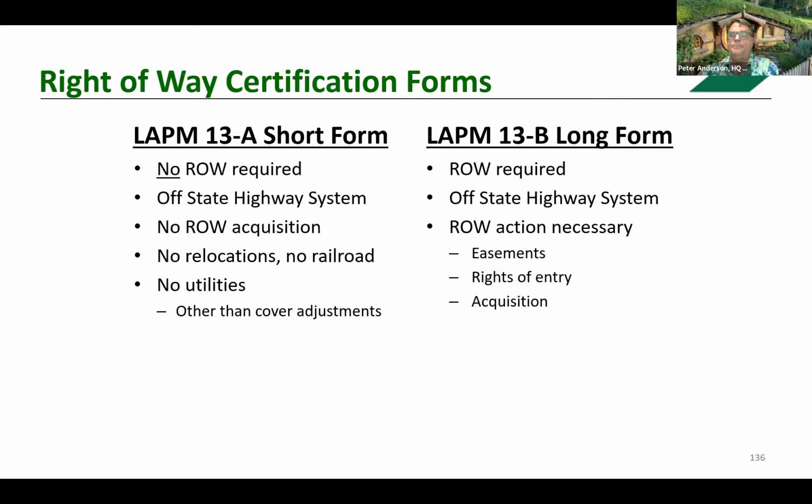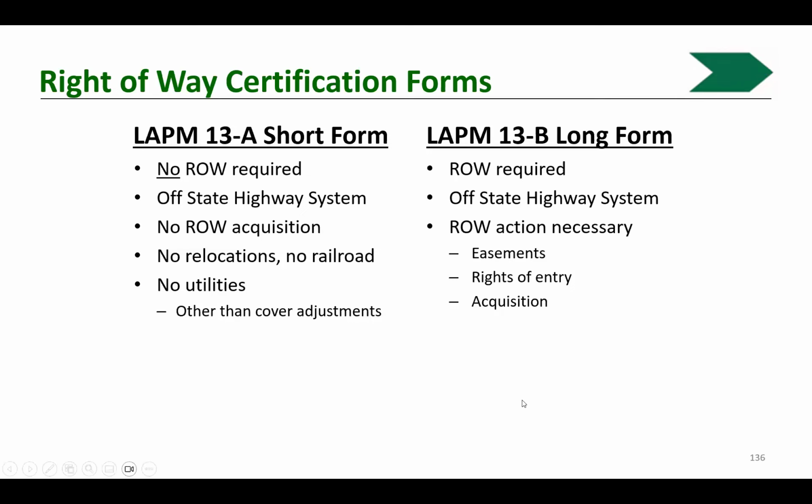The 13B is used when it's not appropriate to use the 13A. So if there is any kind of acquisition, it could be a construction easement, then you need to go to the 13B. And when you're filling out the 13A form, each section will prompt you to say whether this form is appropriate or not, and it'll say stop and use the longer form.